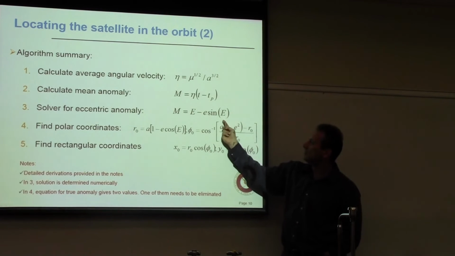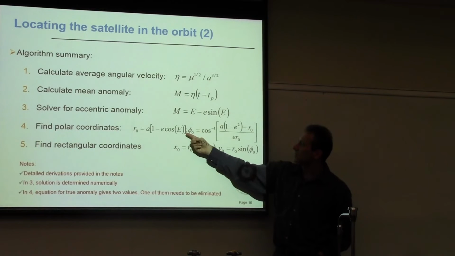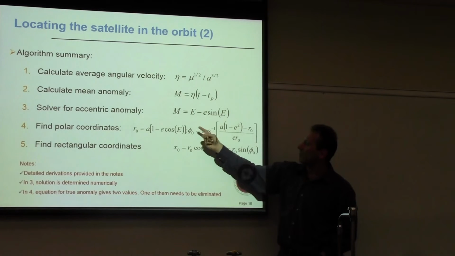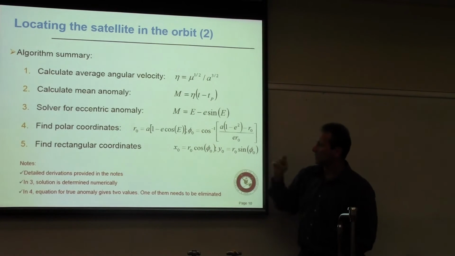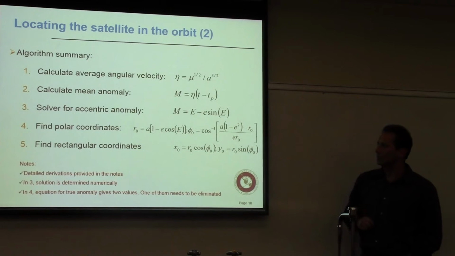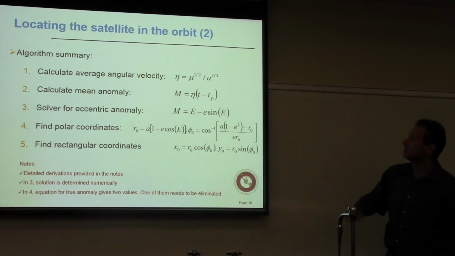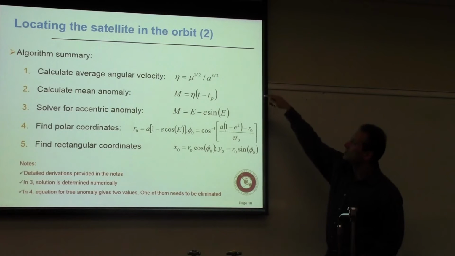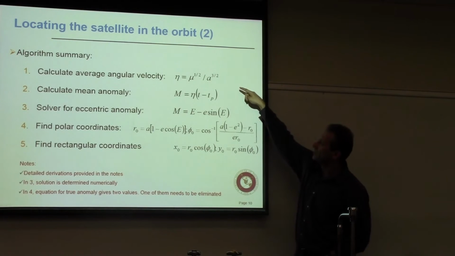Once I know E, then I can easily express R0 and phi0. And once I know R0 and phi0, I can calculate the rectangular coordinates. So that's the process. It's relatively straightforward. It has only one tricky part. What is the tricky part?